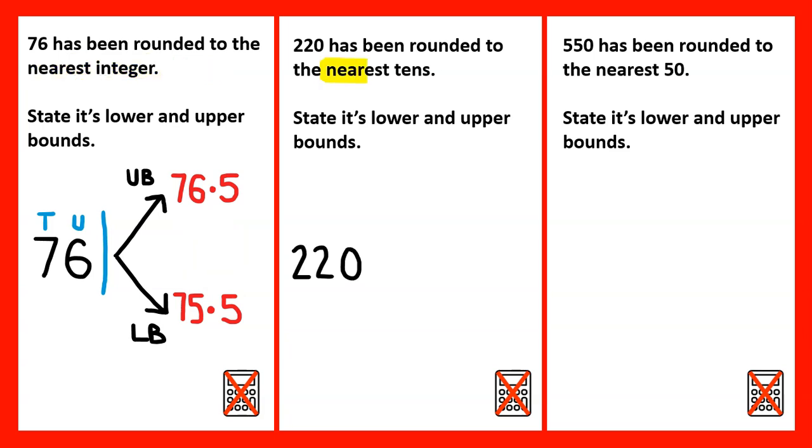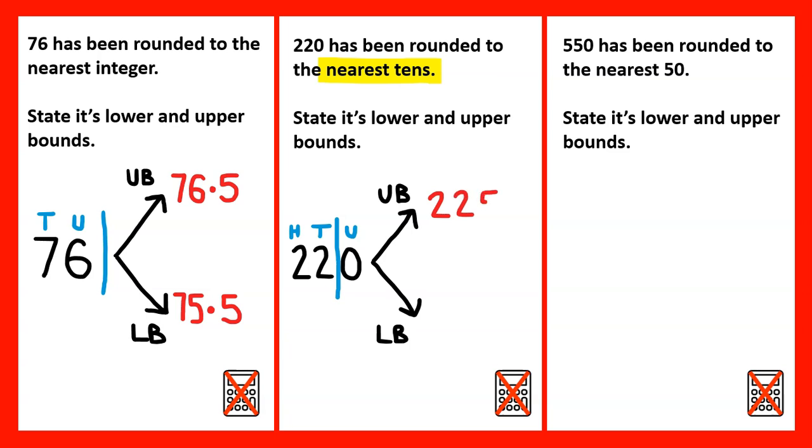220 has been rounded to the nearest tens. These are my units, tens, hundreds, meaning my rounding line needs to go after the tens column. The upper bound will be 225 if I put a 5 after the rounding line, and the lower bound would be a 5 after the rounding line, but remembering to take away 1 from the number before it, so it would be 215 rather than 22. Checking my answer by looking at the difference between these two, which is 10, and this is the same as what I rounded to, which was to the nearest 10.